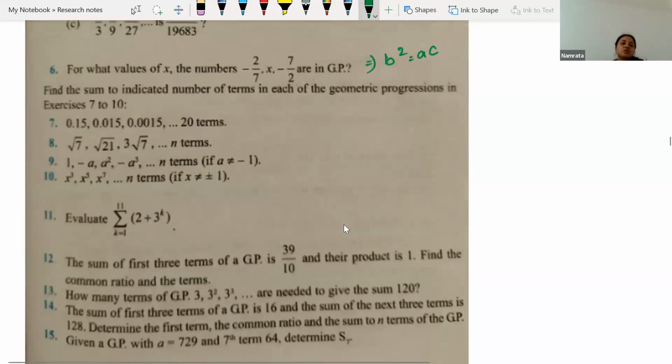Now the question which I want to discuss with you is number 11. Evaluate this one, because most of the time students, whenever they see the summation sign, end up getting confused.